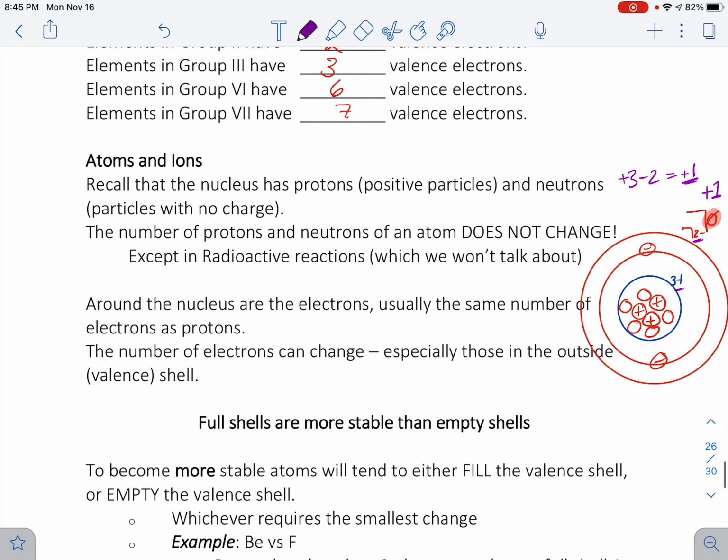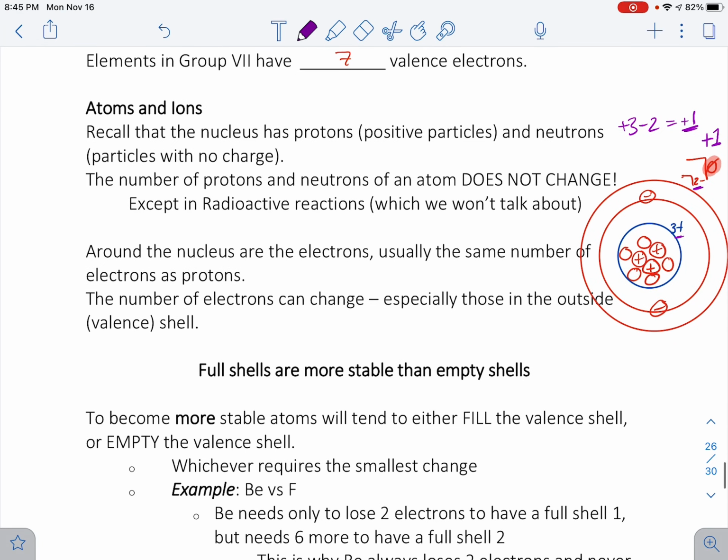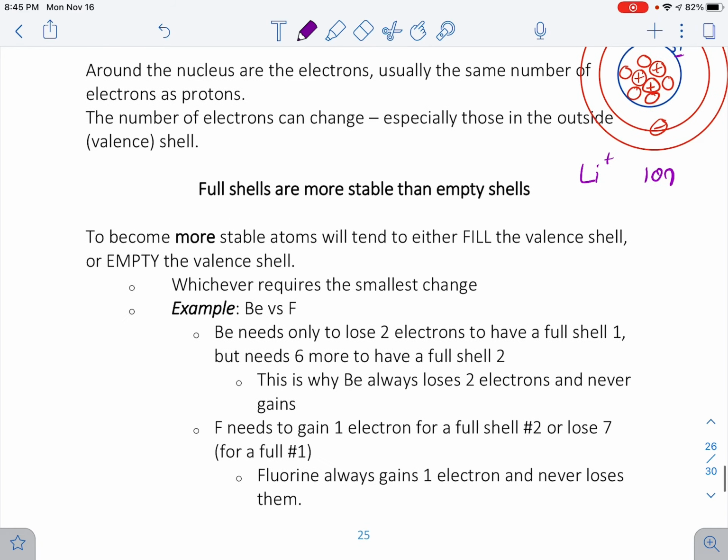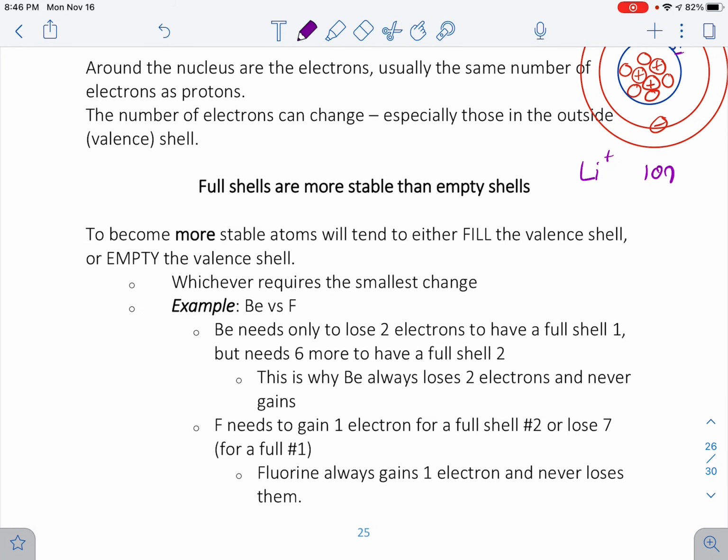And so this is one of the things that happens, and this is what's called an ion. So this would be the lithium plus ion. So to become more stable, atoms will tend to either fill their valence shell or empty their valence shell, whichever requires the smallest change. So for lithium, it was easier to lose 1 electron than to find 7 more.